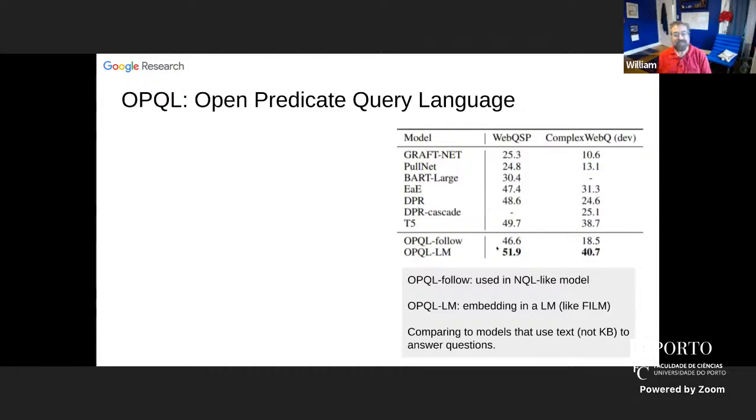So here are a couple of cases. OPQL-Follow is basically used in an MQL-like model where we know what the templates are and we program them in. OPQL-LM is used in a FiLM-like way. And here I'm comparing these numbers a little differently, because I'm comparing it to other models that use text to answer the question. So there's no knowledge base being used here, it's just using raw text. So this works pretty well.